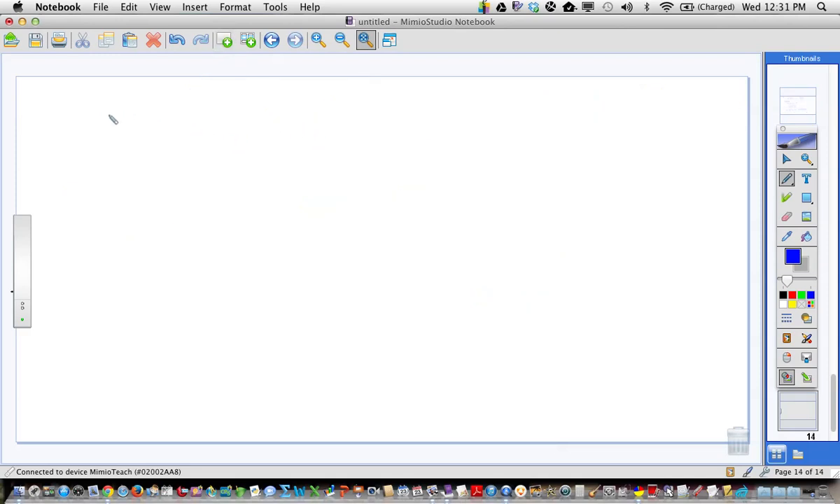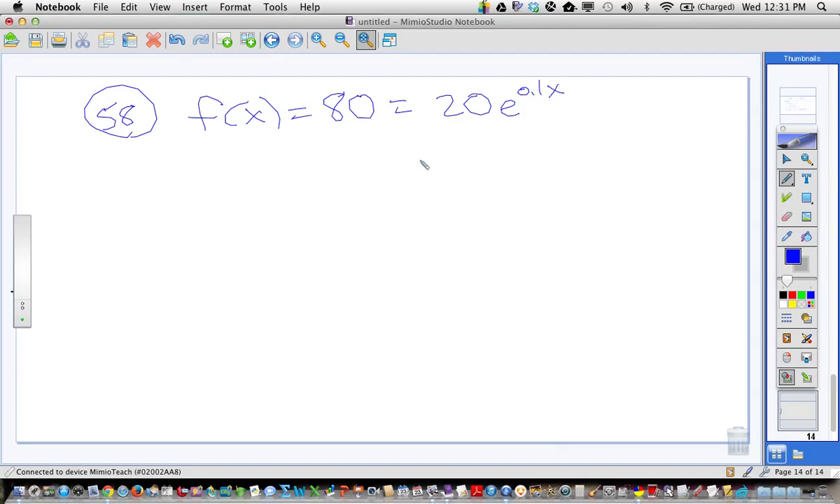I would like to do number 58 real quick with you. 58 says that f of x is equal to 80, but you also know that f of x is 20 e to the 0.1x, right? So we just need to solve this. So this is just a basic solving of an exponential.